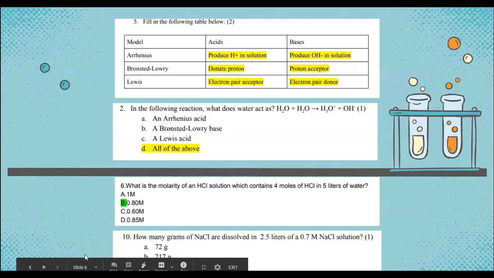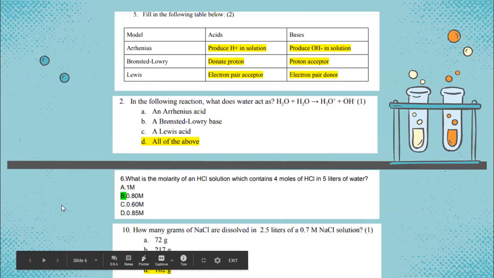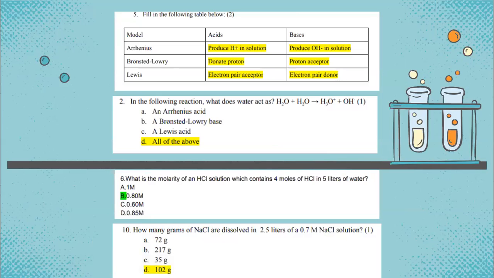Na is about 23, Cl is 35.45, so about 58.45. Multiply by that 0.7, you'll get about 40, and then multiply by that 2.5, you get about 102 grams. So these questions here on the slide are a bit more basic.